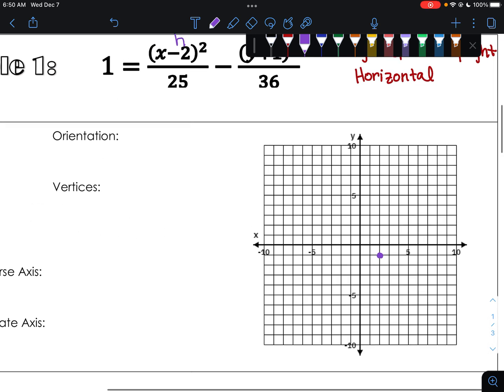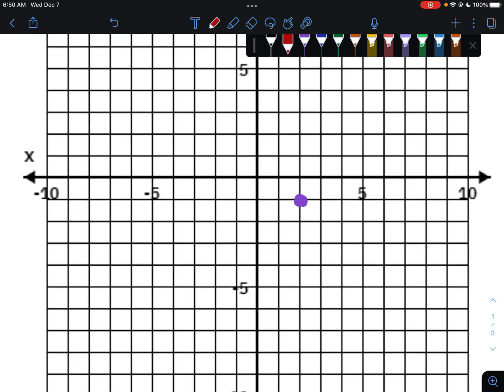So now what we do is we look at the denominator under our first fraction. So right here, that is 25. That means a squared is equal to 25. To find a, we take the square root and we get 5. So from our center, we're going to go left 5 and right 5 because it's under the x variable. So from my center, I go 1, 2, 3, 4, 5. I put a point, and 1, 2, 3, 4, 5. I put a second point. Okay, this is going to be our vertices.